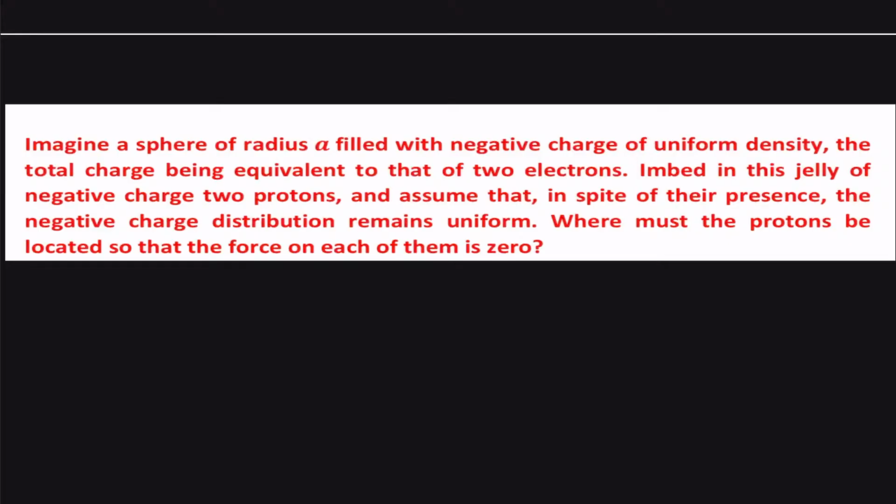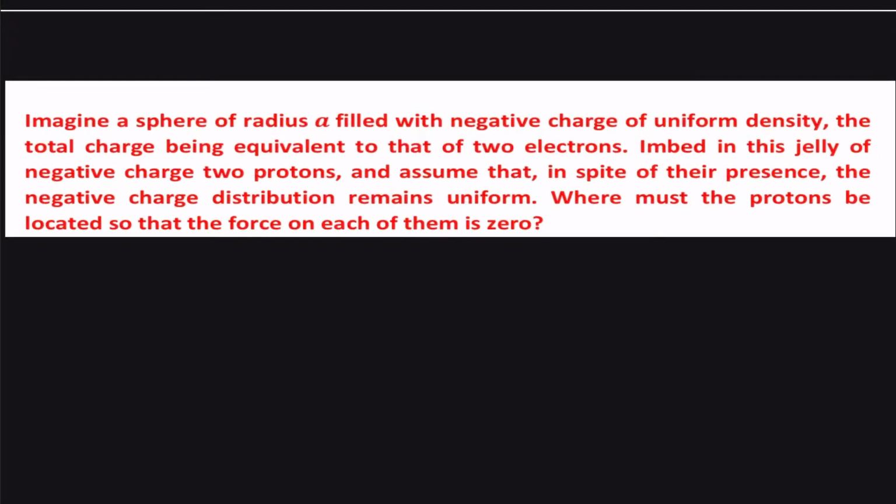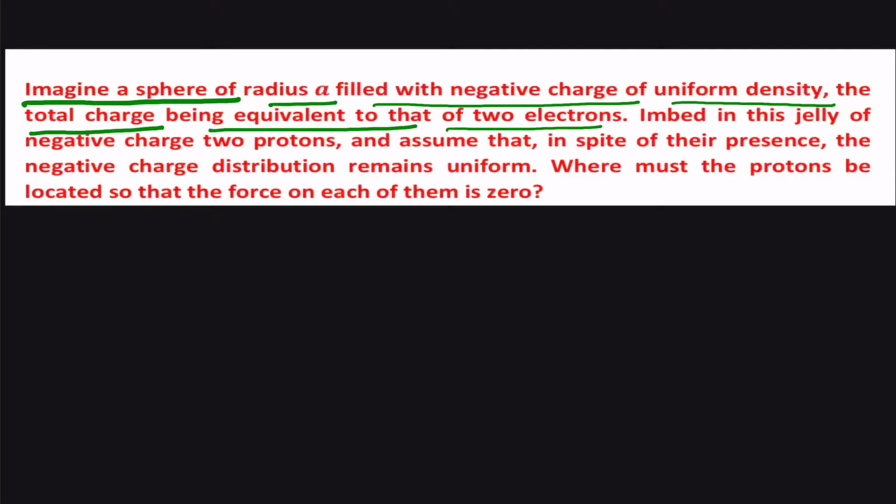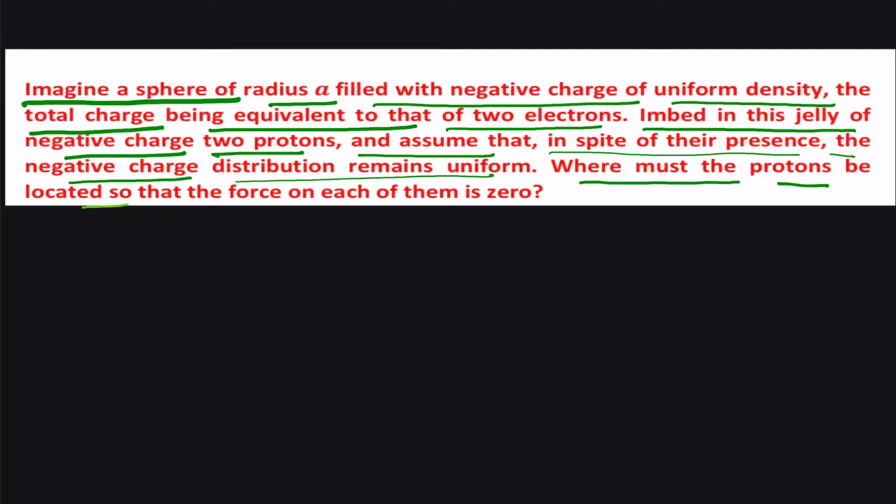So we are going to discuss four questions from electrostatics, and in the first question, imagine a sphere of radius a filled with negative charge of uniform density, the total charge being equivalent to that of 2 electrons. Embedded in this jelly of negative charge are 2 protons, and assume that in spite of their presence, the negative charge distribution remains uniform. Where must the protons be located so that the force on each of them is 0?